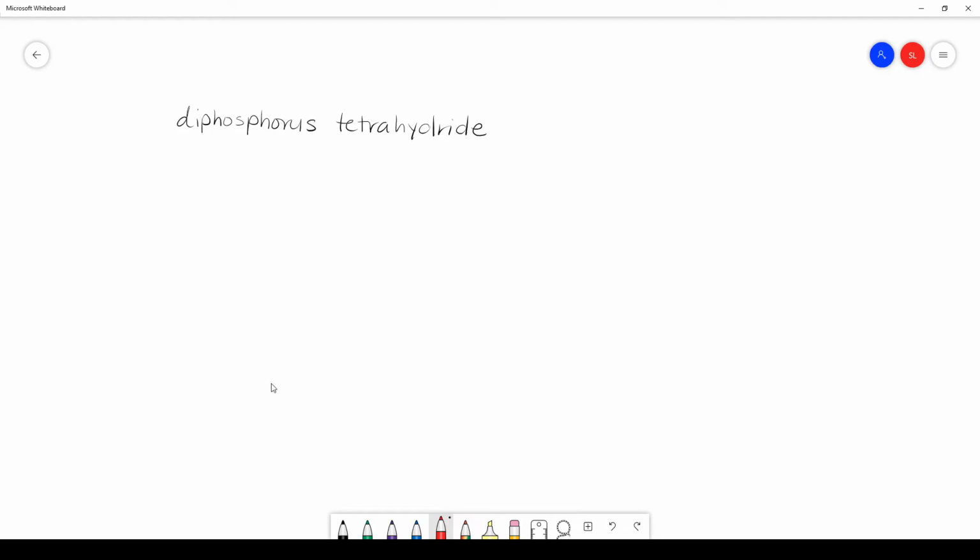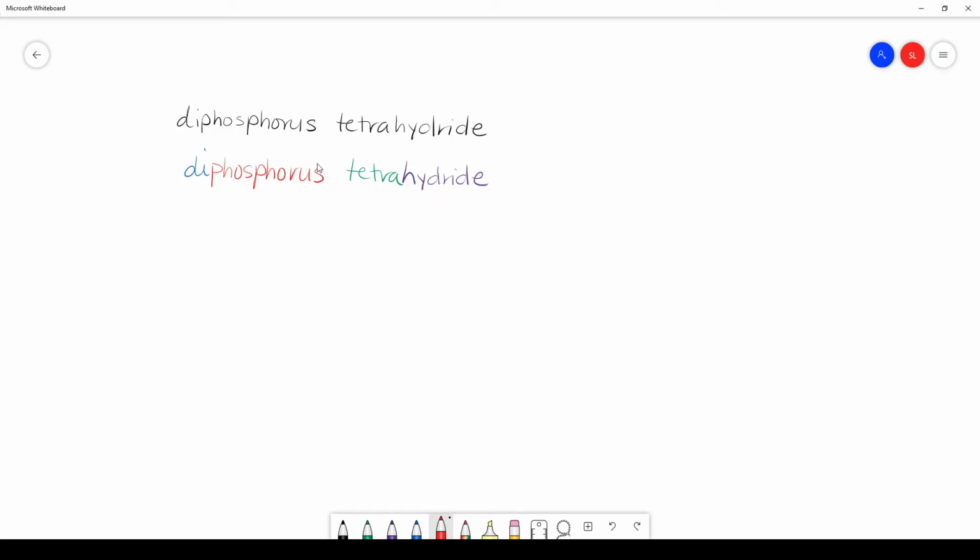I'm going to rewrite these showing the color coding for the prefixes and the elements, and that way we can see how the different parts of the name are separated. So for the first element, we can see that there is a prefix of di. First element is phosphorus. For the second element, prefix is tetra, and the second element is shown as its element root plus ide as hydride.